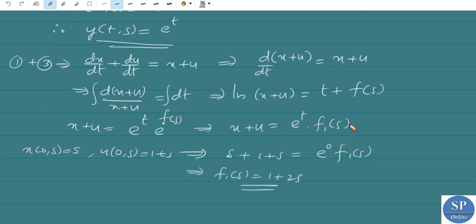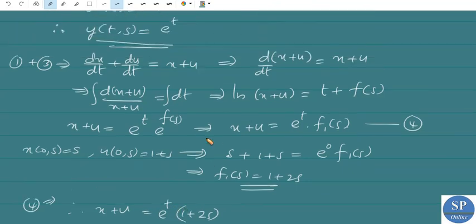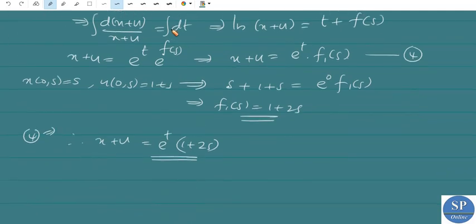So from this equation we get x plus u equal to e power t into f1 of s, and f1 of s is nothing but 1 plus 2s. So we have the characteristic curves. The first one is y of t is equal to e power t, and the next is x plus u equal to e power t into 1 plus 2s.